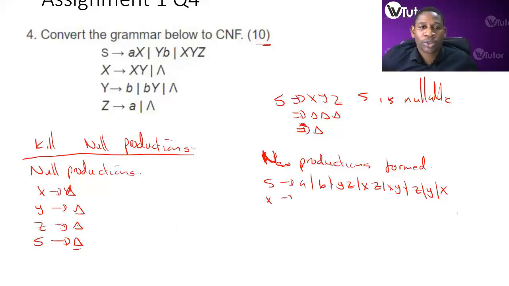Then X goes to XY. So if we take out the X, we remain with Y. If we take out the Y, we remain with X. Y goes to B, BY. If we take out the Y, we remain with B, which is already there, so this is not a new production. And then Z goes to A, goes to null. So these are the new productions formed.